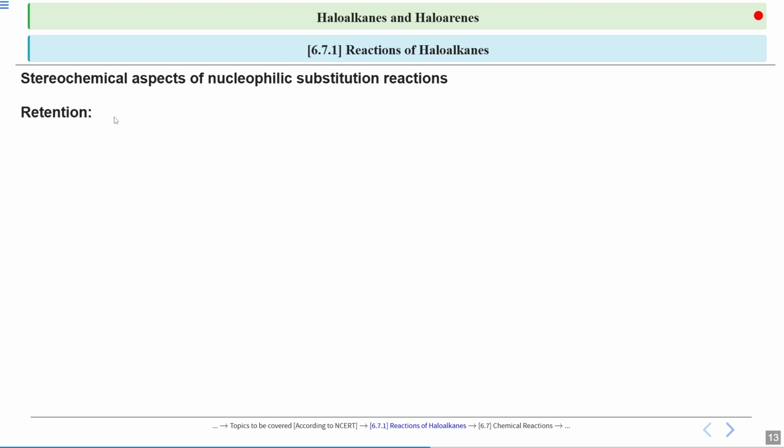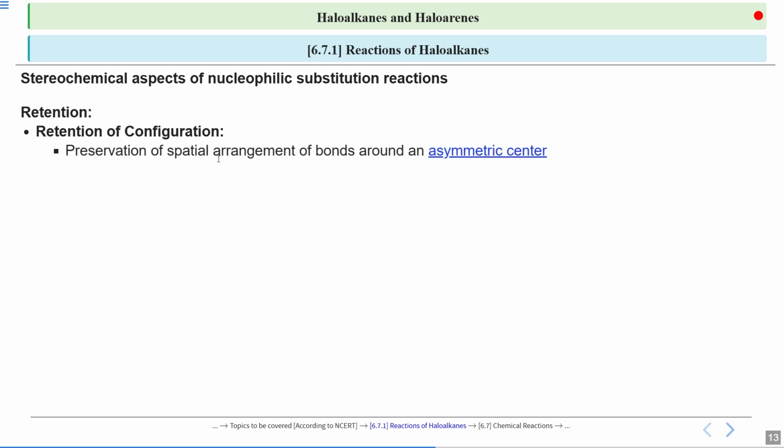Now let's talk about retention. They are important terms that will help you in understanding the stereochemical aspects of nucleophilic substitution reactions, so understand them very, very carefully. The next important term is retention. Retention of configuration. What does it mean?